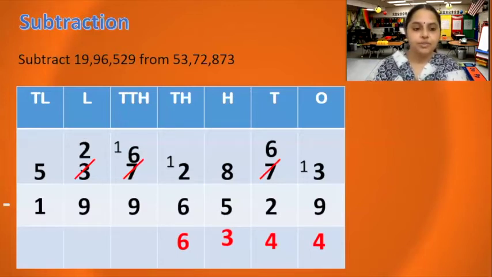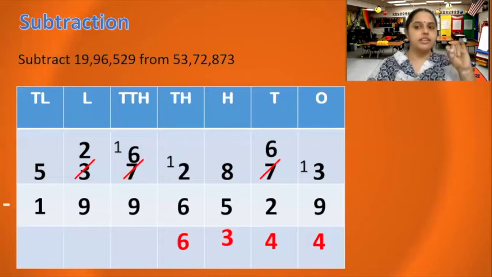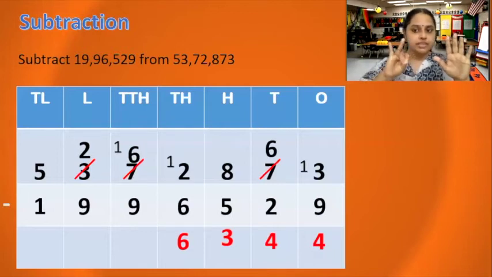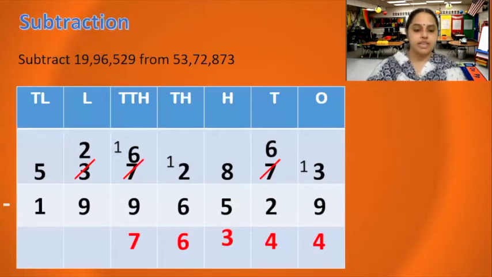So what happens to 3? It will become 2. Now 16 minus 9. Now everyone do 16 minus 9. After 9, count till 16. So after 9, 10, 11, 12, 13, 14, 15, 16. So how much? 7. So 16 minus 9 is 7.